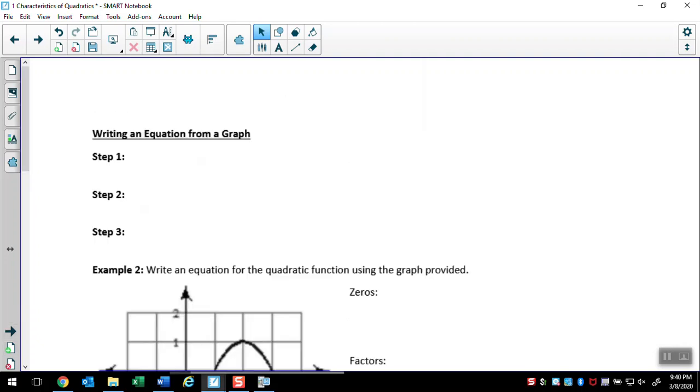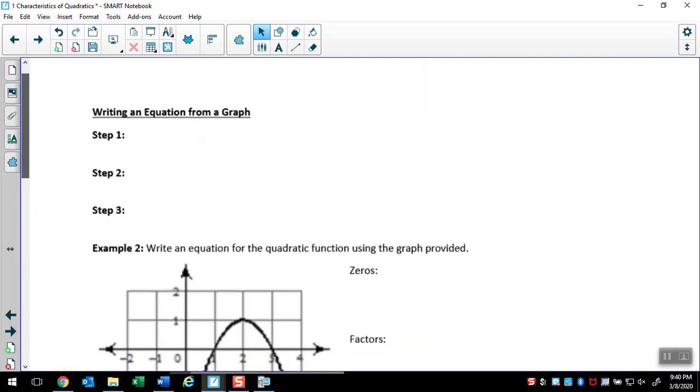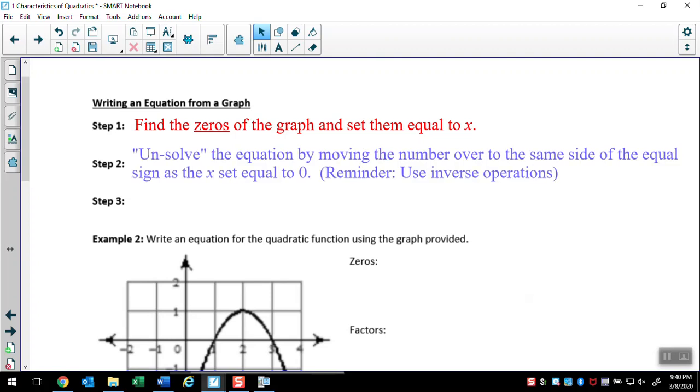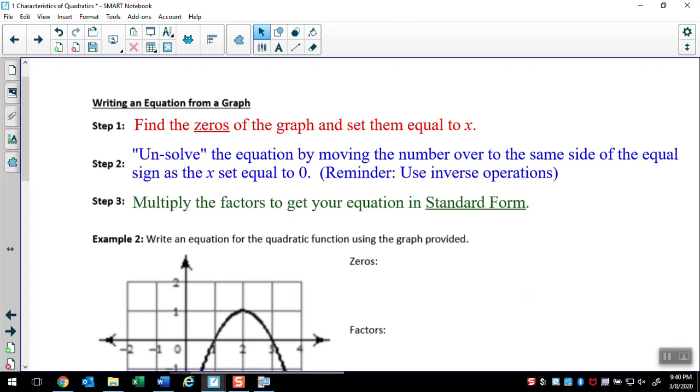Okay, so now let's come over here and do writing an equation from a graph. So our step 1, we're going to find the zeros of the graph, and then we're going to set them equal to 0. Step 2, we're going to unsolve the equation by moving the number over to the same side of the equal sign as the x, and then set that equal to 0. And a reminder, just use your inverse operations. Right? And then we're going to multiply the factors to get our equation in standard form.